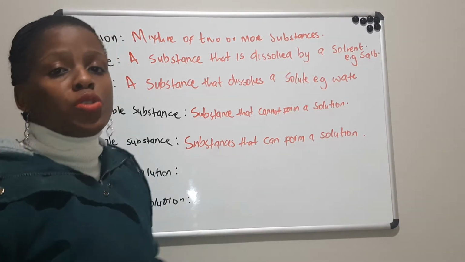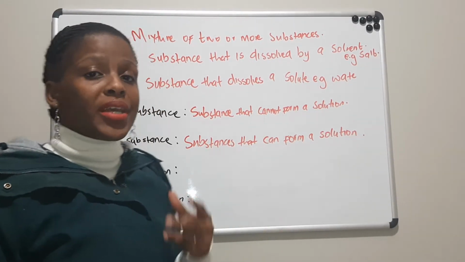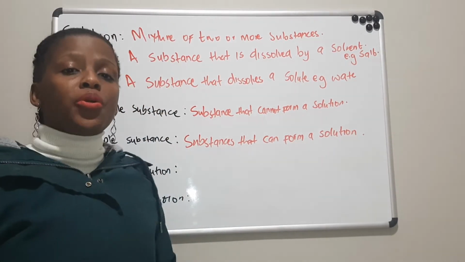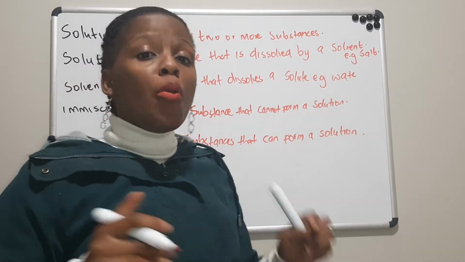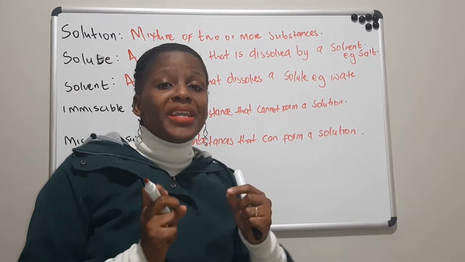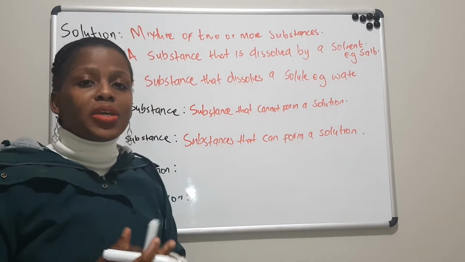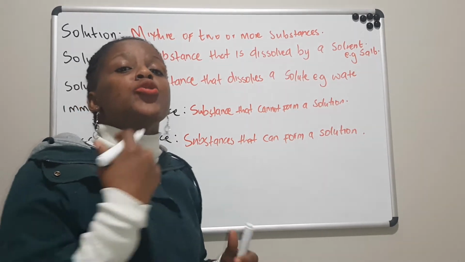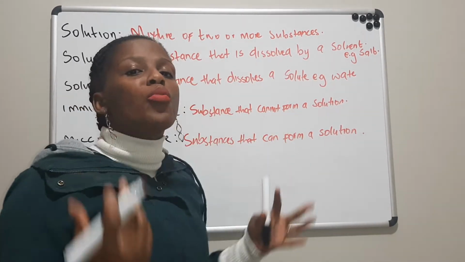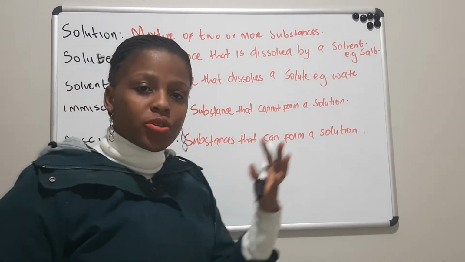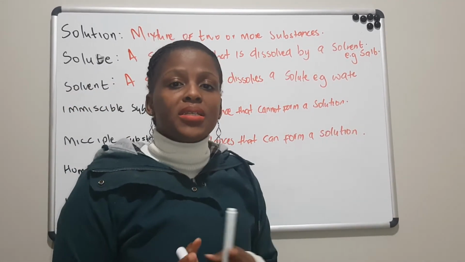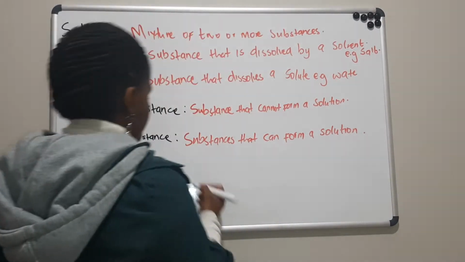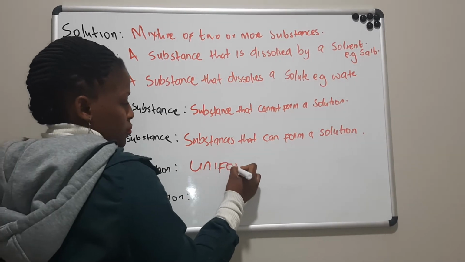Then going back to solutions, so there are two types of solutions that we can get. There's what we call homogeneous solutions, and there's what we call heterogeneous solutions. So with homogeneous, this word homo meaning the same. So basically what happens is that when you mix substances, you end up having a uniform solution. So that is a homogeneous solution. But whereas with a heterogeneous solution, when you mix the substances, you get a solution that is not uniform.